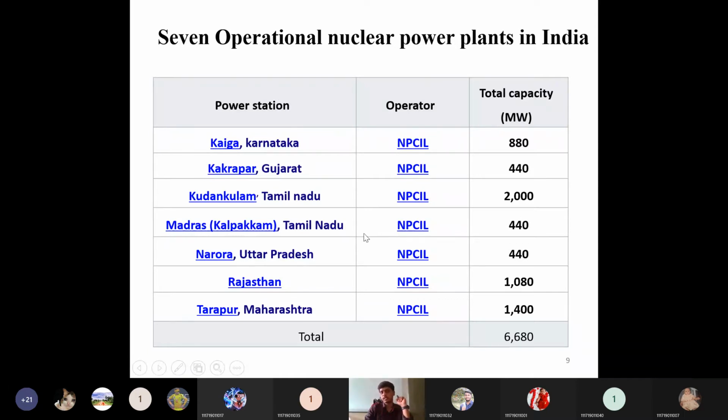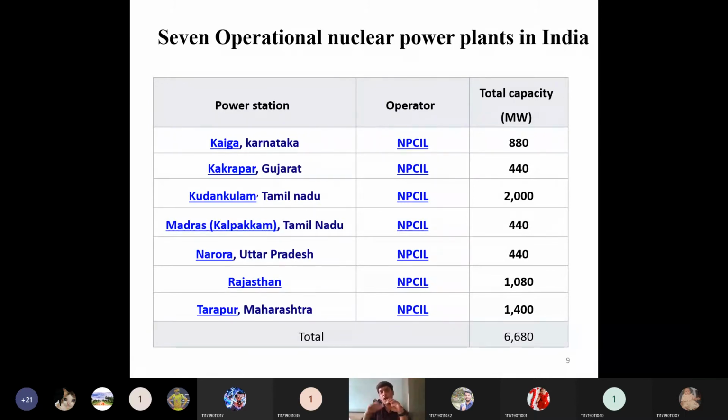Okay, Narora Power Station, a nuclear power station in Uttar Pradesh, which is also operated by the Nuclear Power Corporation of India Limited, NPCIL, with an installed capacity of 440 megawatts. And one nuclear plant is in Rajasthan, also operated by NPCIL, with an installed capacity of 1,080 megawatts. Then Tarapur, in Maharashtra, is also operated by NPCIL with an installed capacity of 1,400 megawatts. So combined, we get nearly 6,680 megawatts of nuclear power generation capacity.